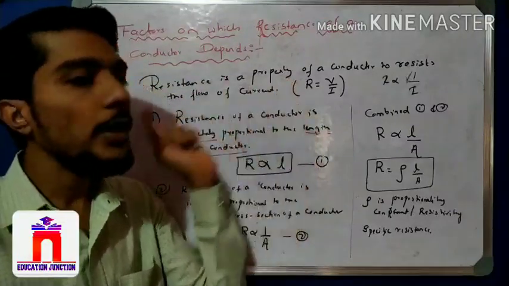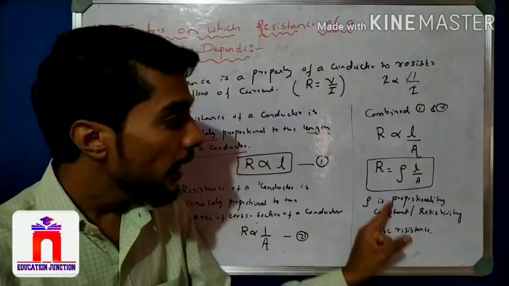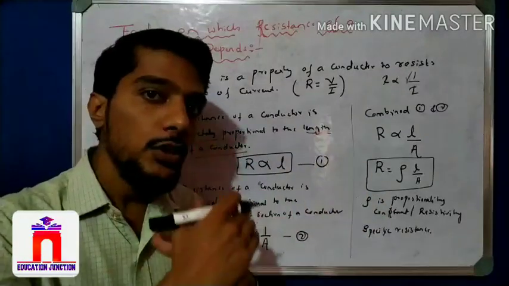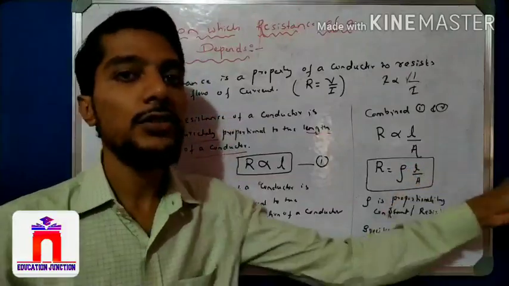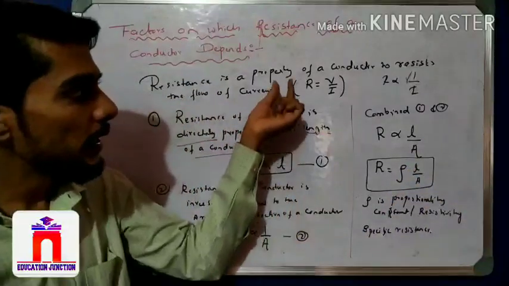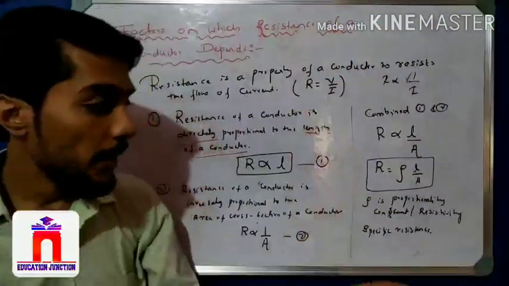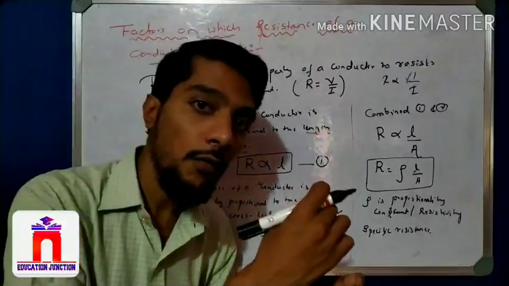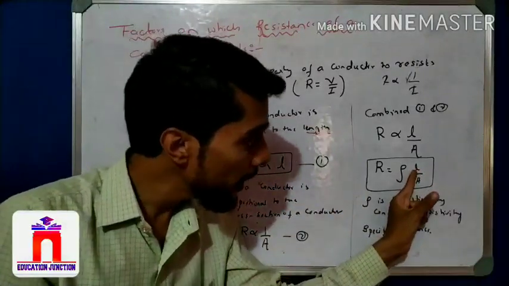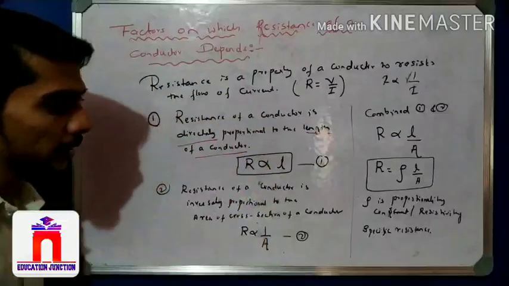Resistance is only a property, but resistivity or specific resistance is the opposition force offered by the conductor per unit length and per unit area of cross section. That is the difference. Resistance is the property of a conductor to resist the flow of current. But resistivity is that property per unit length and unit area of cross section. I can explain again.